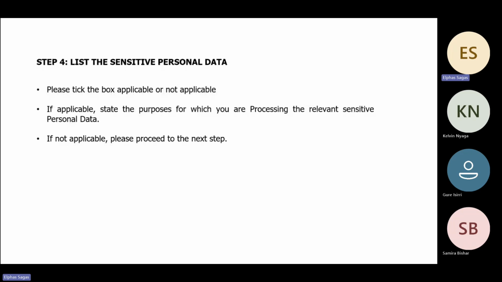If you are collecting marital status, you give the reason. If you are collecting religious beliefs and philosophical beliefs, you go ahead and give the reason. If you're collecting, let's say, biometrics, you go ahead and give the reason why you're collecting them. And at this point, you just check it against the description sections of each category and identify any sensitive personal data that you're collecting on each of the listed categories that you listed on step 3.